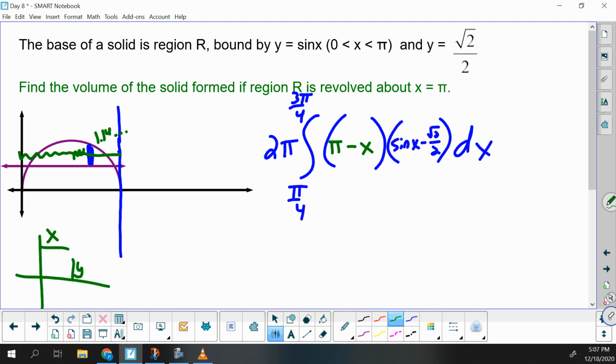So this one, if we multiplied out, we'd get an x sine x, and we also don't know how to handle that yet. So best we can do is put this in the calculator, and we get 2.995.